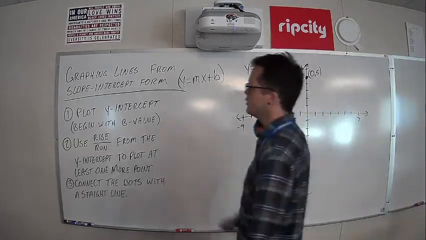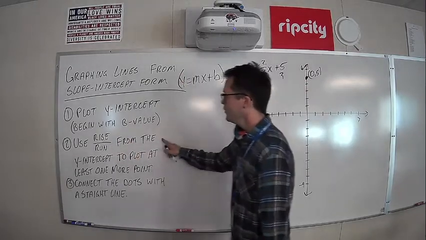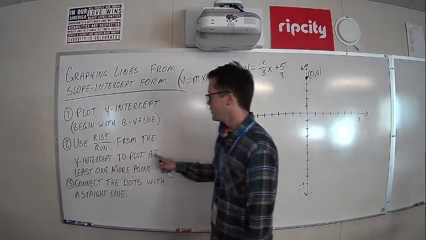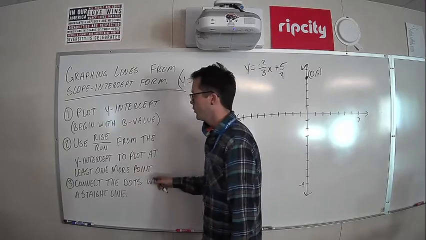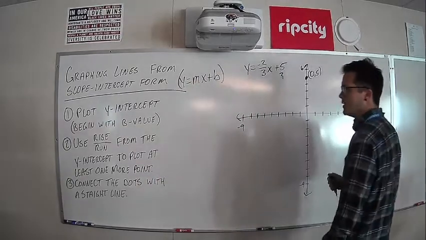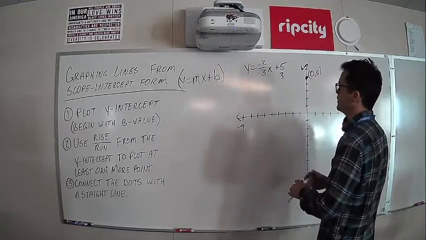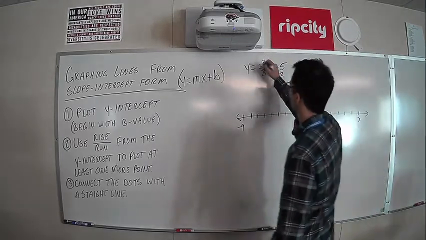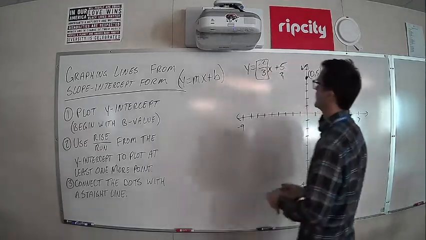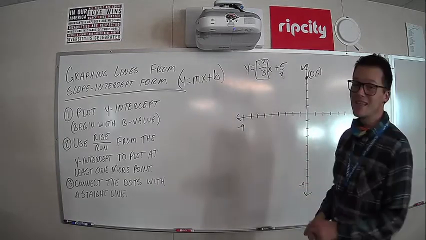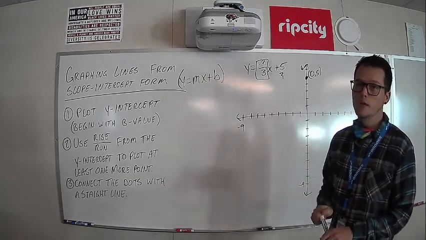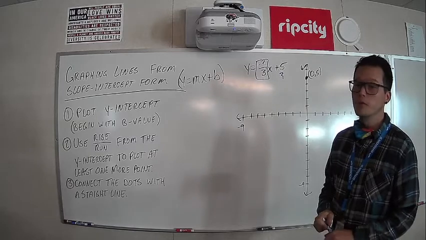Step 2 says use rise over run from the y-intercept to plot at least one more point. Okay, so that means we need to figure out what our slope is. Fortunately, we have this wonderful equation in slope-intercept form, and our slope is the number that's attached to the x. In this case, it's negative 2 over 3. So we're going to use our rise over run with this fraction here.